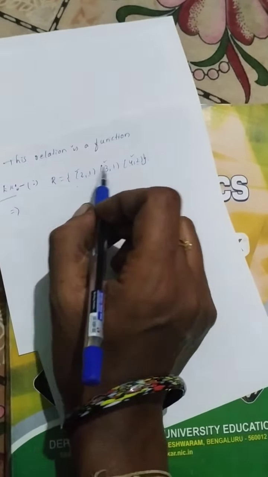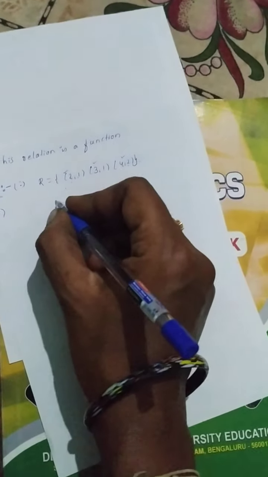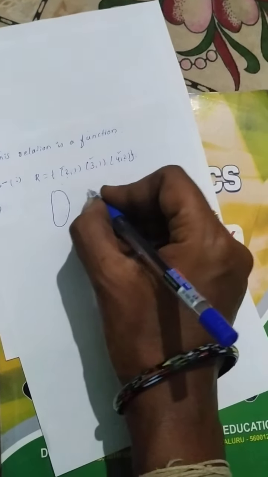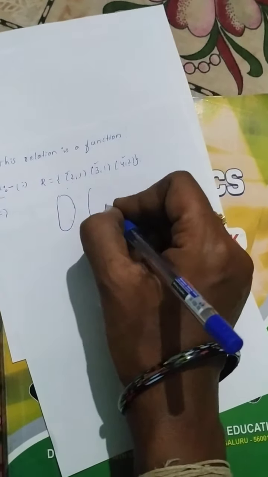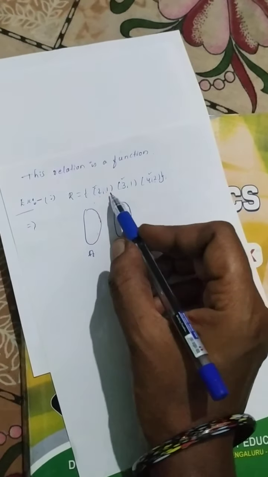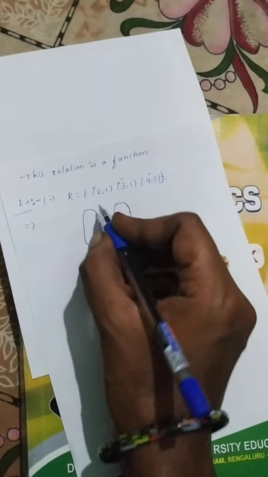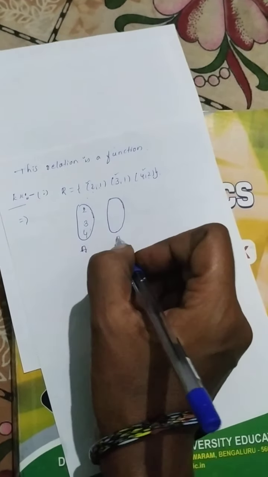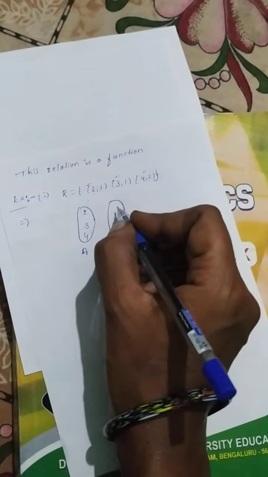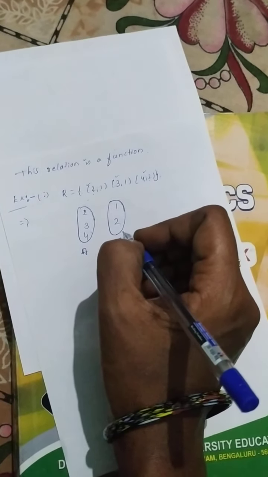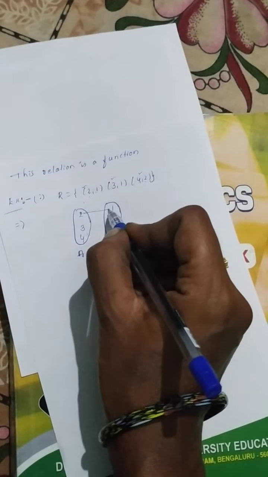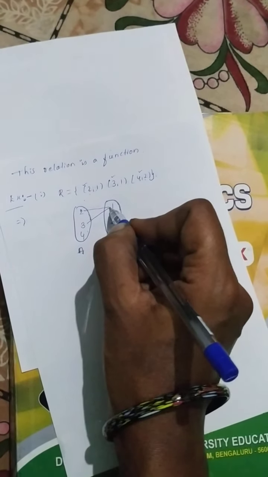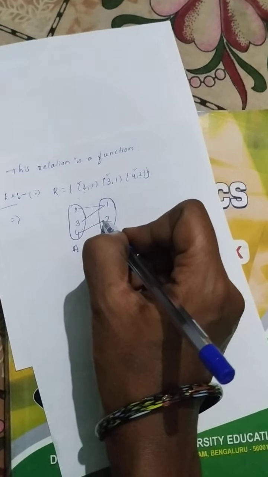If there were the same first element, what you'd get is, so here I'll go with the arrow diagram for this. The first elements you can take as set A and the second elements of each ordered pair as set B. So 2, 3, 4 is from the first set, and in the second set, the second elements 1 and 2 are there. So 2 is mapping to 1, 3 is mapping to 1, 4 is mapping to 2.